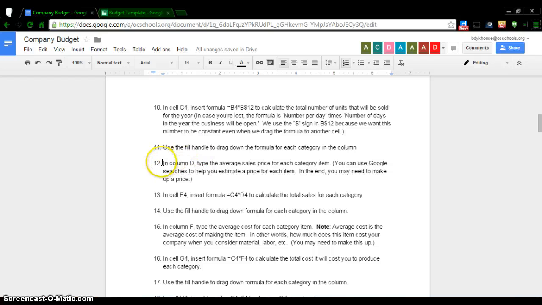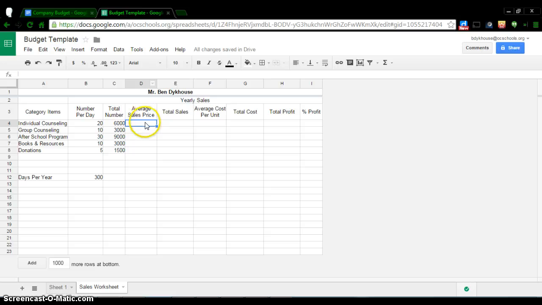Yesterday we came up with some category items and the amount we're going to sell per year. Today we're going to deal mostly with price. So here's the first step. It says in column D, type the average sales price for each category item. That means we are going to type a price right in here for each of your category items, which are right here. You will probably have to estimate here.